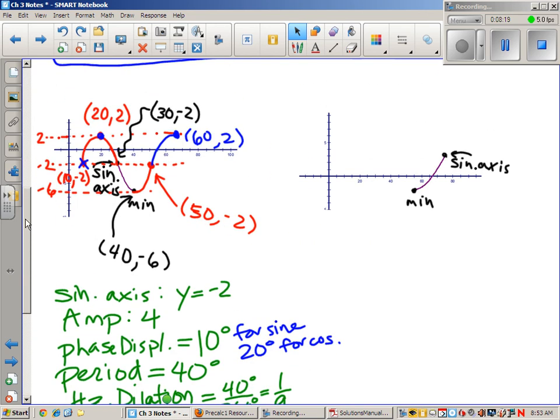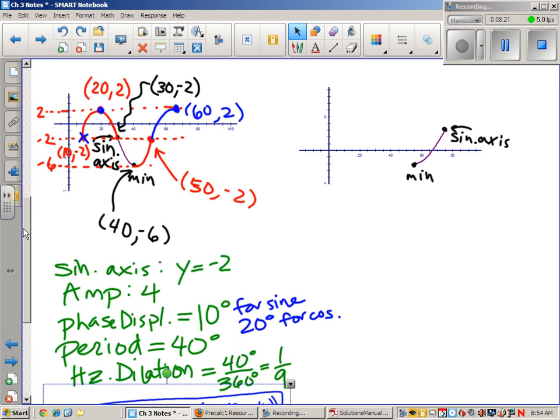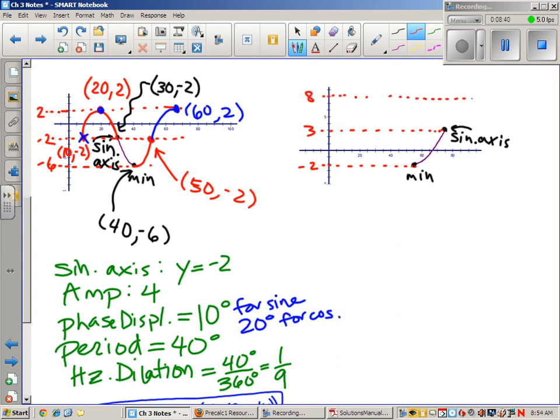All right, so second try at our next one here. Okay. Sinusoidal axis was up here at, looks like 3. Minimum was down here at -2. So since those are 5 between, I know I have to go from the min to the sinusoidal axis is 5. I need to still go 5 above that. So up here to 8 should be where my maximum hits at.